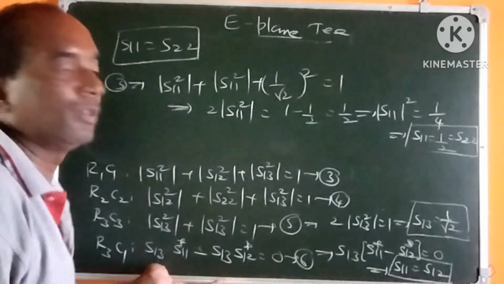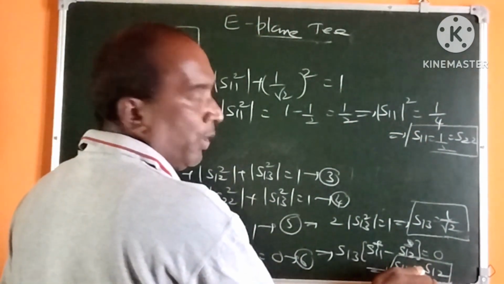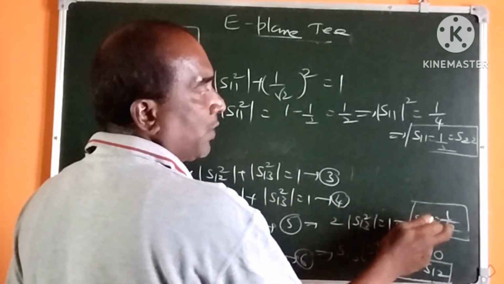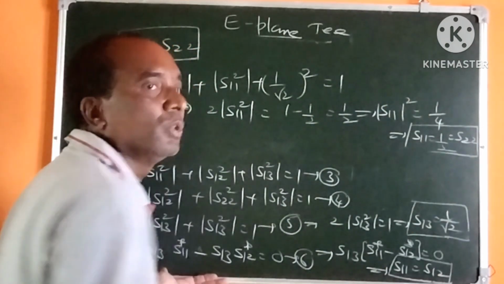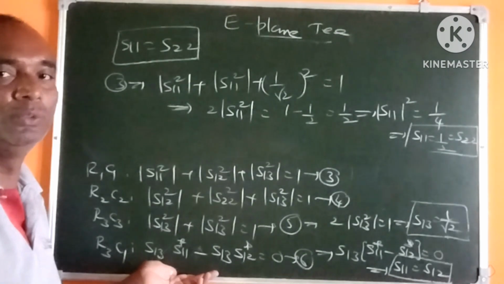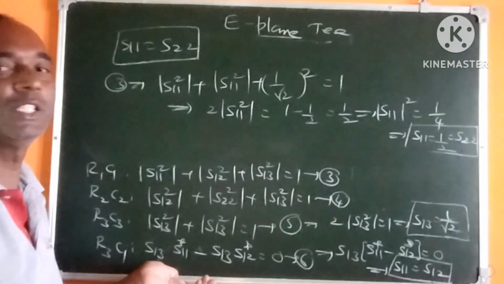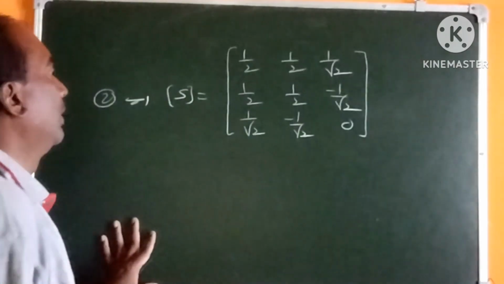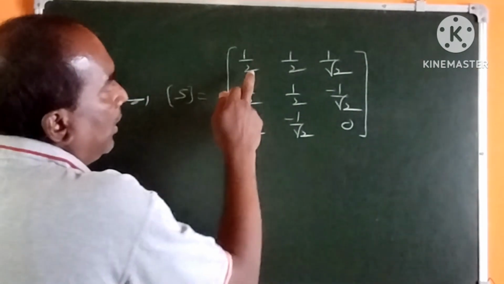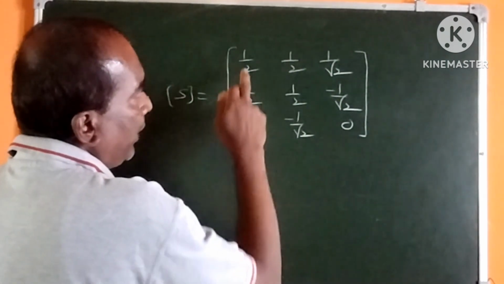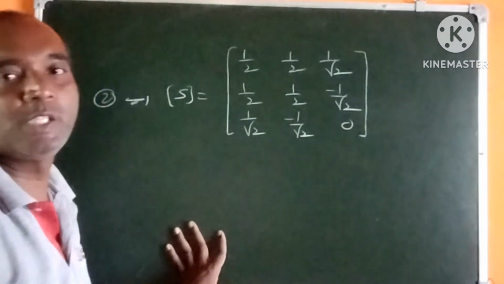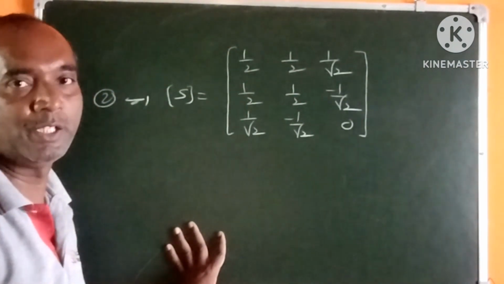S11 equals S22, but S11 equals S12 also. Therefore, S11 is determined, S12 is determined, S13 is determined and S22 is also determined. Now, by substituting these in equation 2, we can get the S matrix of the E-plane T junction. Therefore, equation 2 implies S equals the matrix with entries 1 by 2, 1 by 2, 1 by root 2, and so on. So it is the S matrix of the E-plane T junction.